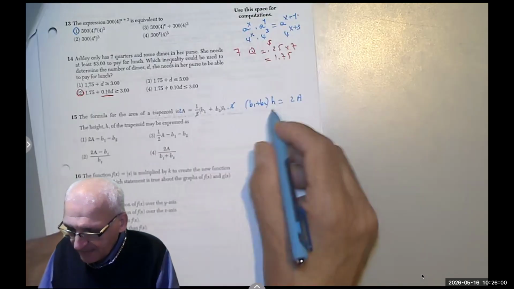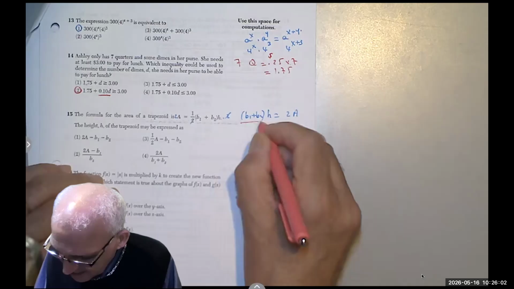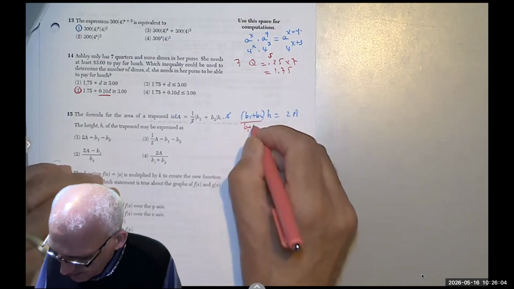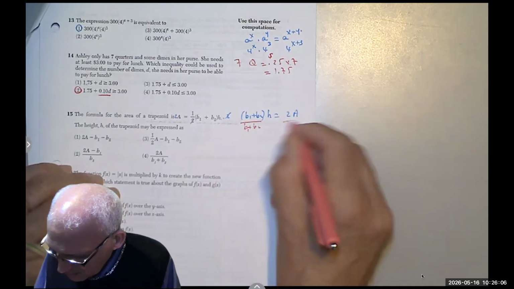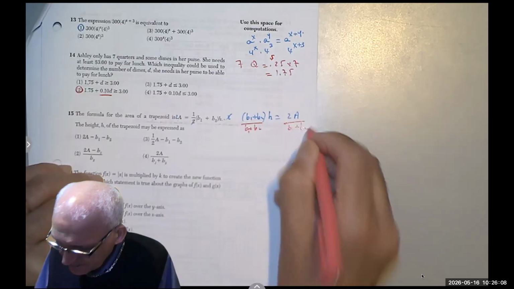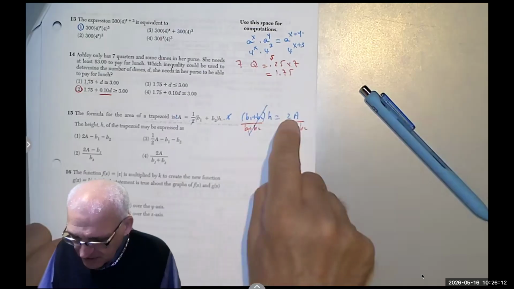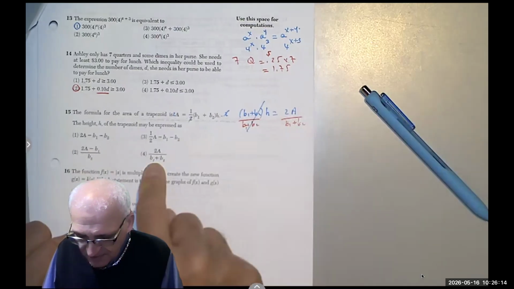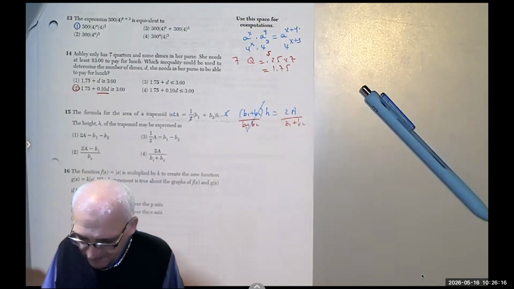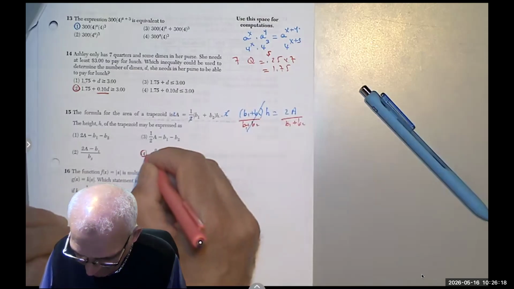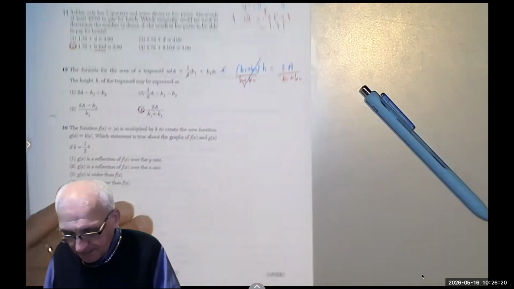And then to find h, I will divide by b1 plus b2 on both sides. So these would cancel, and I get h equals twice A over b1 plus b2, which is 4. Number 16.